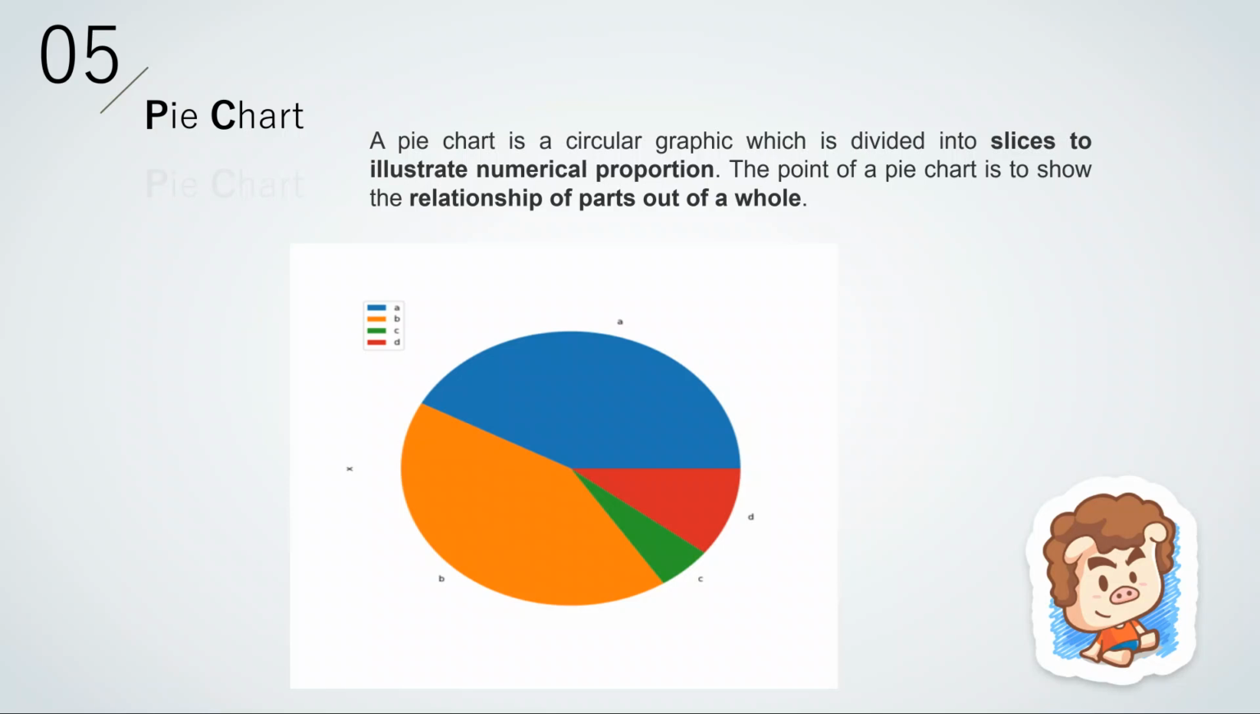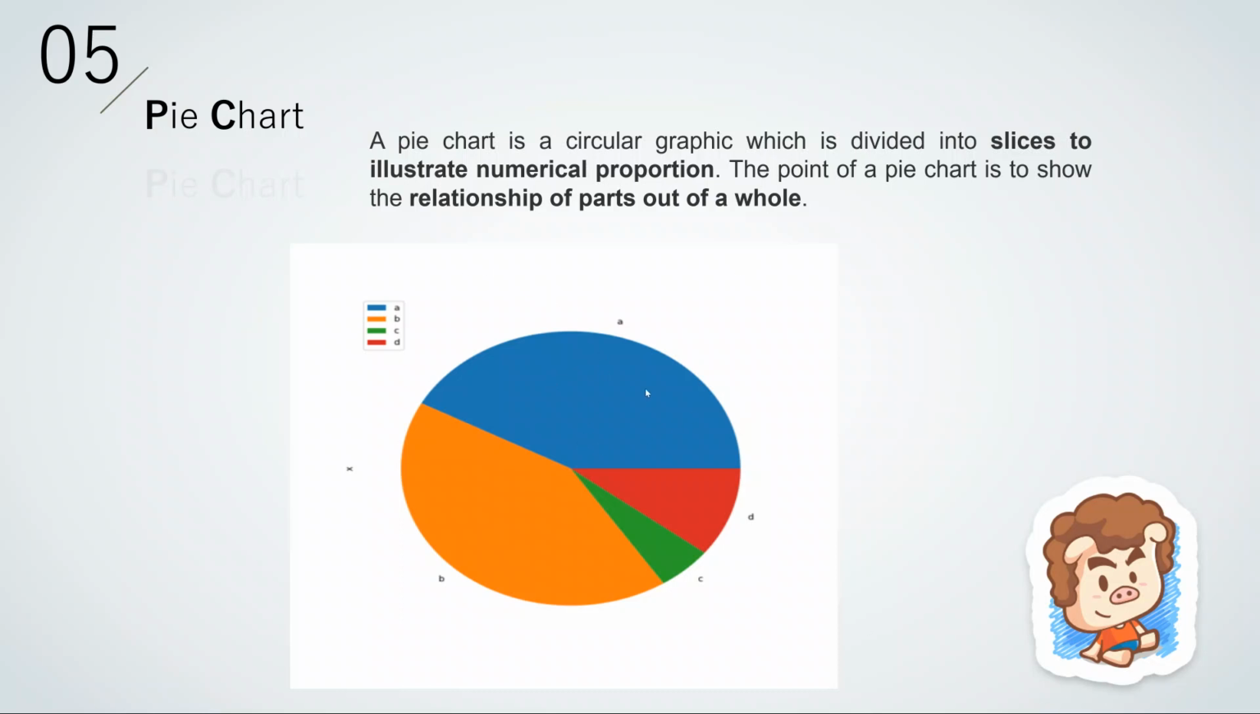It's like a pie, a round circle, and then we have different percentages proportional to its areas. So the point of a pie chart is to show the relation of parts out of a whole. Say for example, we have a little demo here.